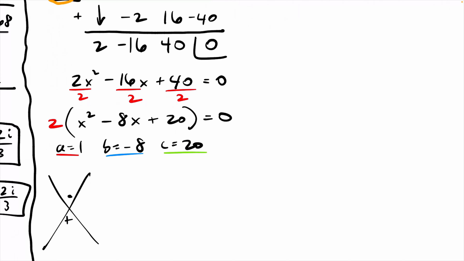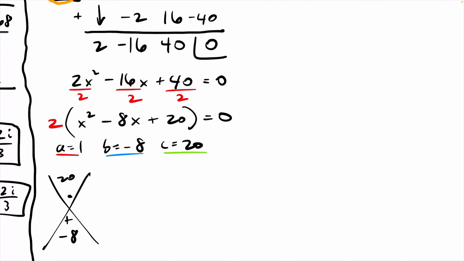So multiply A times C, 20. B is negative 8. So I'm looking for all the numbers that multiply to be 20, but add to be negative 8. So you have 20 times 1, 10 times 2, 5 times 4, right? And then you have the negatives: negative 20 and negative 1, negative 10 times negative 2, negative 5 times negative 4, right? I think that's it.